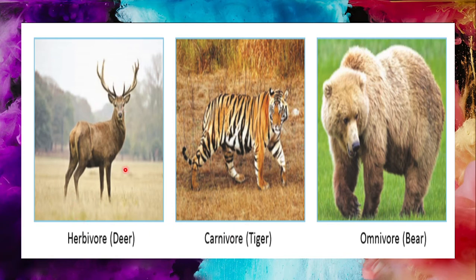The herbivore is a deer which directly eats grass and plants. Then the deer is eaten by a tiger. The tiger hunts a deer and eats it. And then a bear can eat a tiger and it can eat the grass. Means the bear can eat the herbivore or the deer and it can also eat the grass or plants.